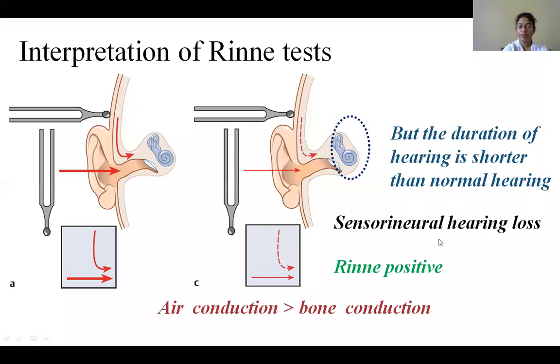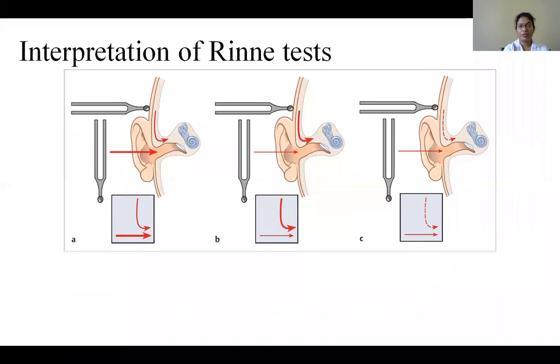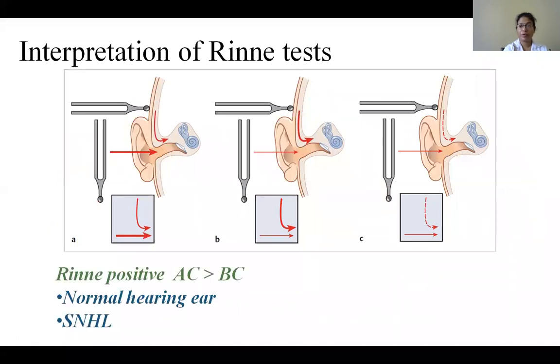In conductive hearing loss, Rennie's is negative, whereas in sensory neural hearing loss, it is Rennie's positive. The difference from the normal is that the duration of hearing is shorter than the normal hearing. So we can conclude that Rennie's positive means air conduction is more than bone conduction. It means either the person is having normal hearing or he has sensory neural hearing loss. When Rennie's is negative, meaning bone conduction is more than air conduction, it is conductive hearing loss.